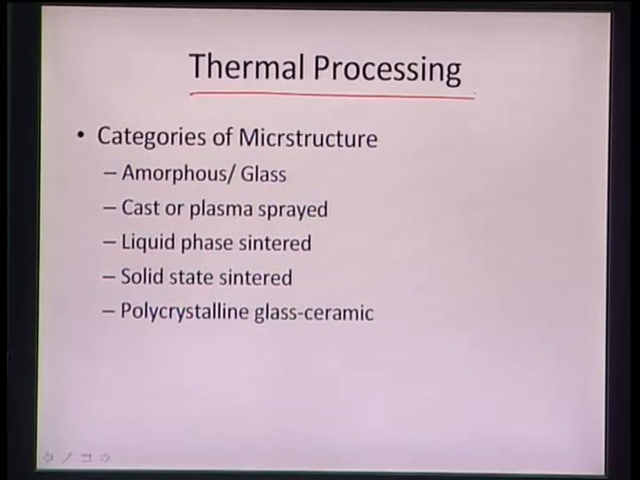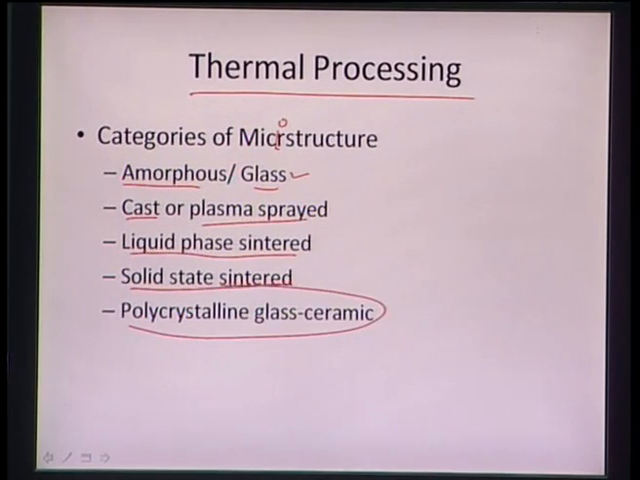First is thermal processing. In thermal processing, there are many kinds of microstructures which we can get. We can either achieve an amorphous or glassy kind of microstructure, or it can also be a cast or plasma sprayed structure. We can also do this processing via liquid phase sintering. We can also perform solid state sintering, and sometimes we can achieve polycrystalline glass ceramics. It can be again glass in glass, or it can be a glass to ceramic kind of microstructure.